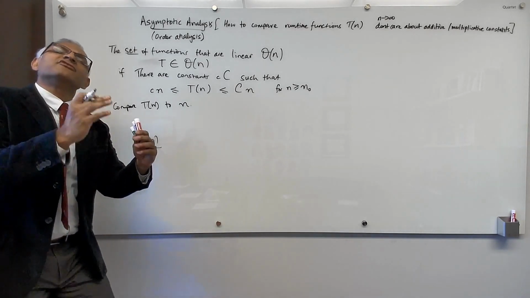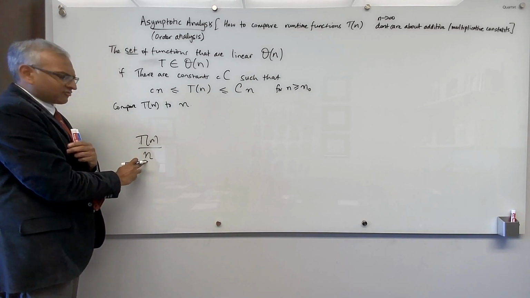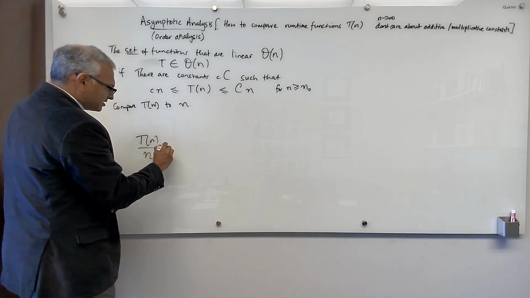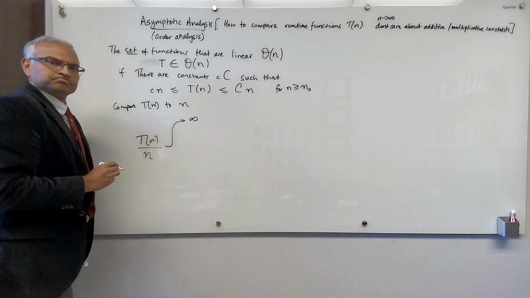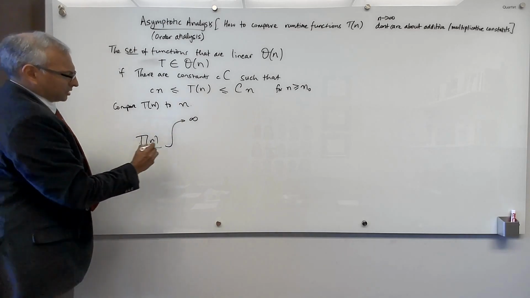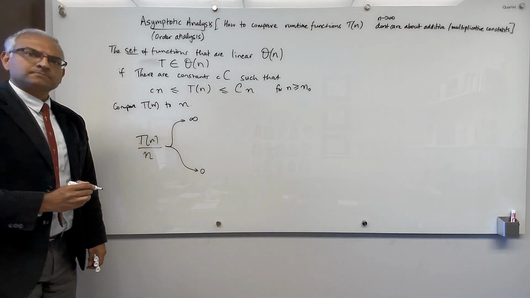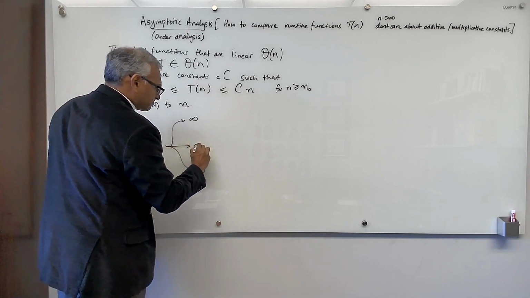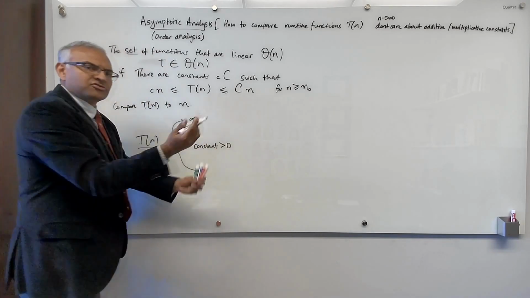And one of three things happens, because this is a positive and increasing function. Either this thing, when you divide by n, goes off to infinity, or it goes off to 0, or it goes to a constant that's bigger than 0. One of three things happens.